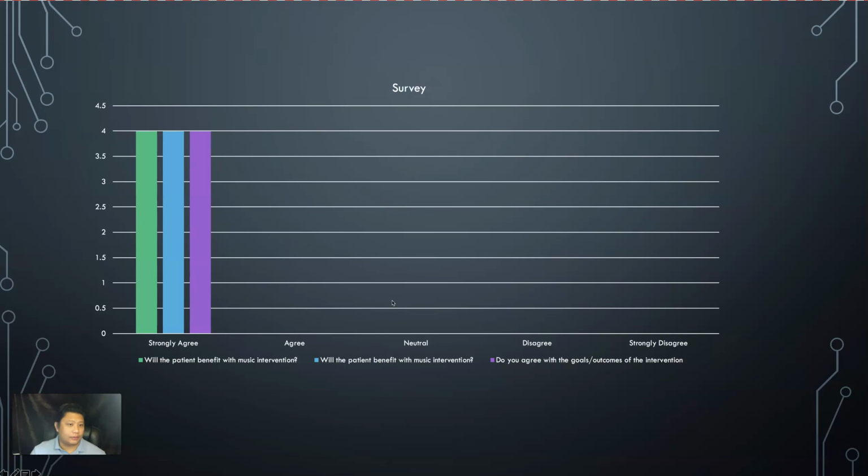This is the Likert survey through a chart, in which they all answered strongly agree for the 3 questions: will the patient benefit from musical intervention, and do you agree with the goals and outcomes of the interventions?